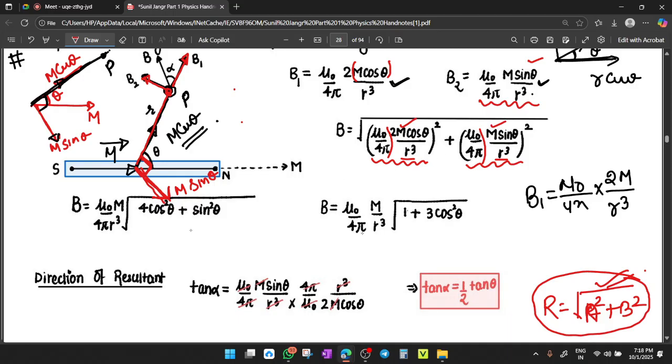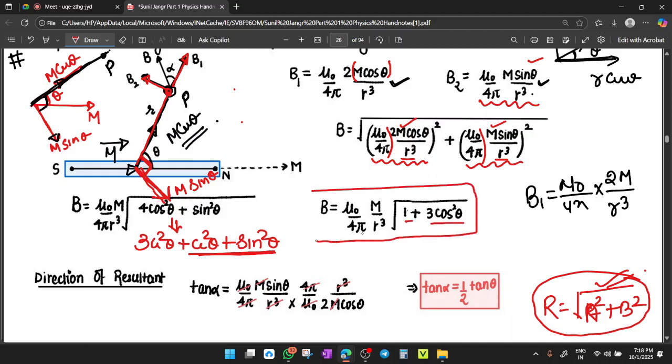So the leftover part will be 4 times cos square theta plus sin square theta, because 2 square is 4. Now 4 cos square theta plus sin square theta may be written as 3 cos square theta plus cos square theta plus sin square theta, right? Yes, cos square theta plus sin square theta is an identity, so it gives 1. So what is the derivation? 1 plus 3 cos square theta. This is the resultant intensity.